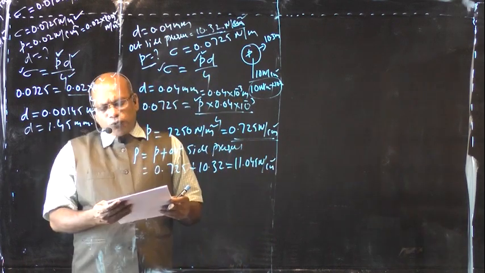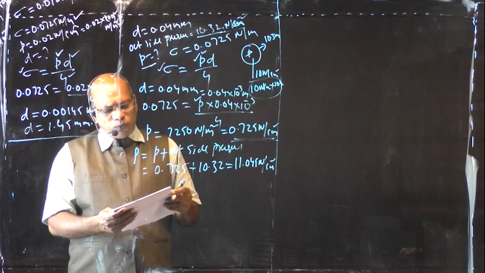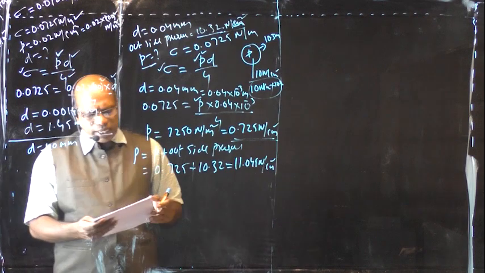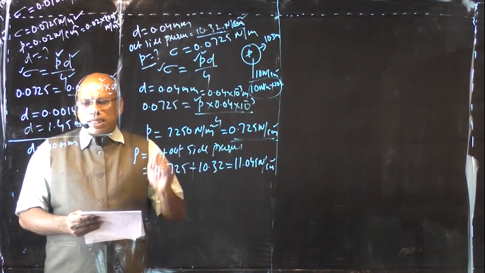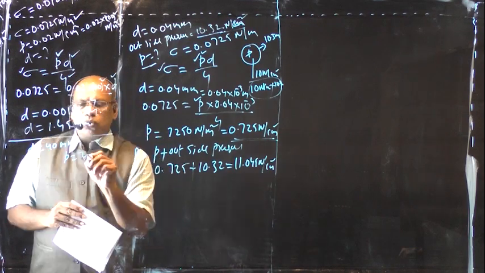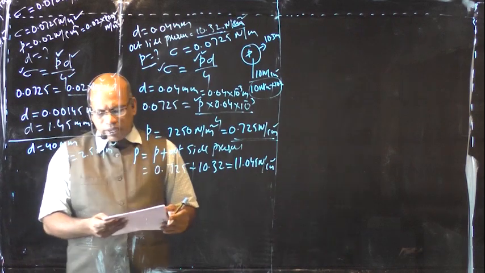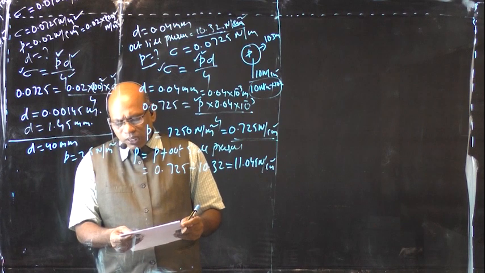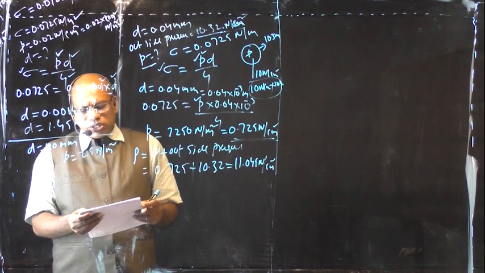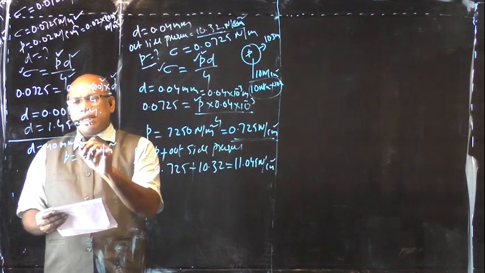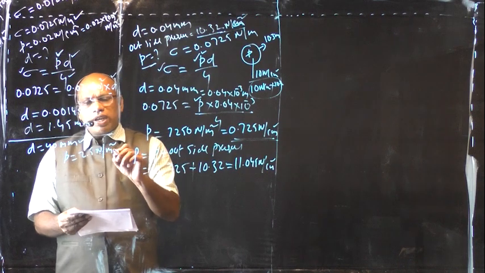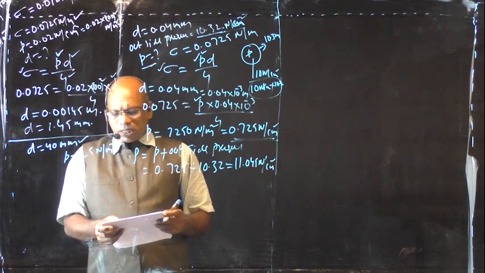Now we are going to solve one more problem related to the surface tension. Please note down. Find the surface tension in a soap bubble of 40 mm diameter, D equal to 40 mm, when the inside pressure is 2.5 Newton per meter square above the atmospheric pressure. Find the surface tension.